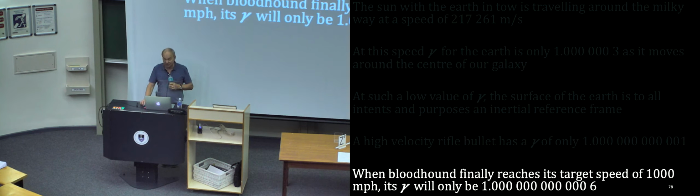The Bloodhound is supposed to get up to 1,000 miles an hour, and the gamma there will only be 1.000, 2, 3, that's 12 noughts and a 6. So the clocks on the Bloodhound will be okay. All right. A little bit of time dilation in practice.